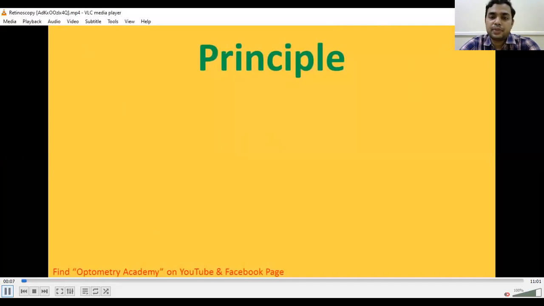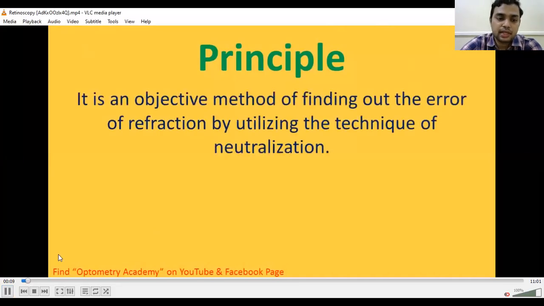So what is the principle behind the retinoscopy? Basically, it is an objective method of finding out the error of refraction by utilizing the technique of neutralization. So this is the principle of retinoscopy. It may come as a 2 marks question, that if you get a question as retinoscopy, you have to write about the principle first. So basically, it is based on the technique of neutralization. We will find out the refractive error of the patient.